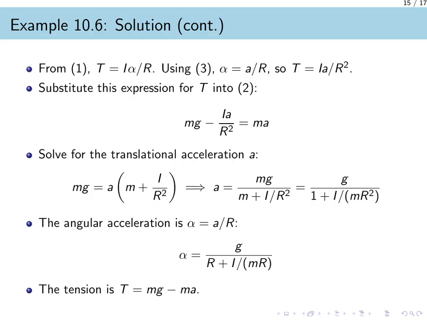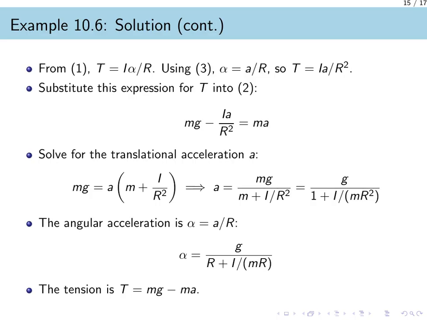Next, we substitute this expression for tension into the force equation for the falling mass, which was m times g minus T equals m times a. This is the key step, as it leaves us with a single equation where the only unknown is the acceleration, a. After rearranging the terms, we find our final expression, a equals g divided by the quantity 1 plus the fraction I over m R squared.